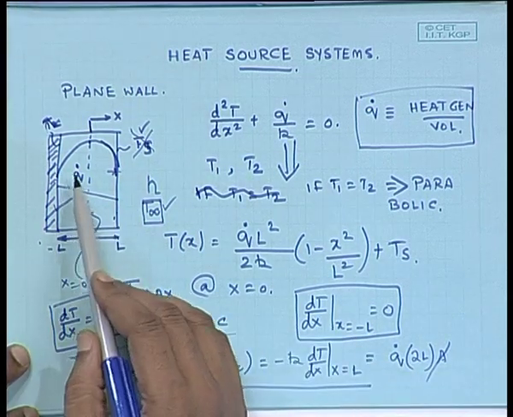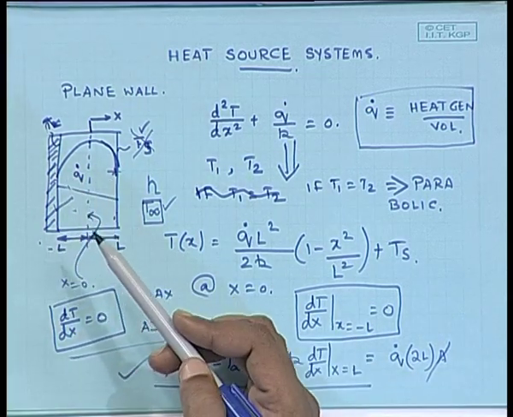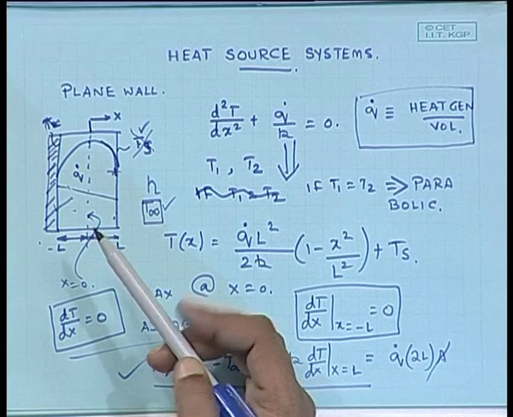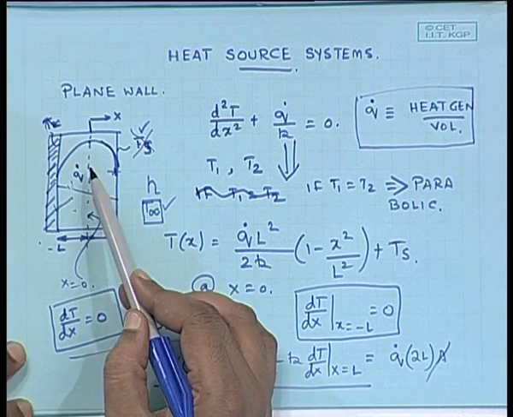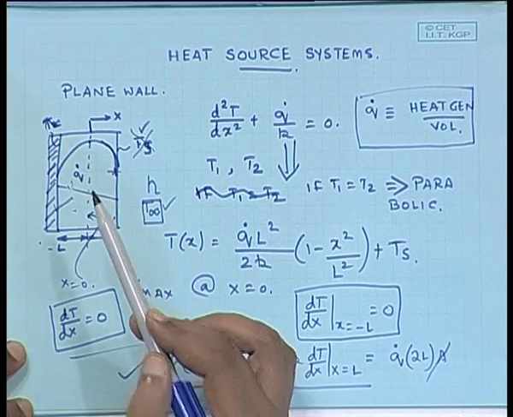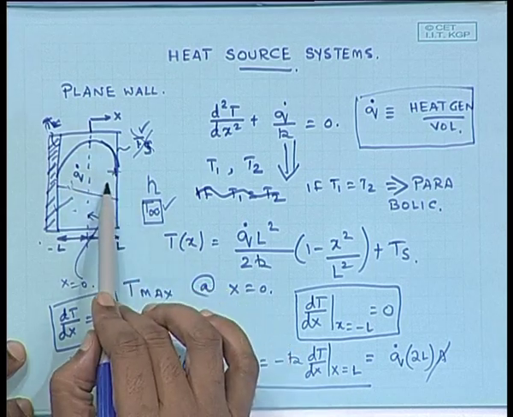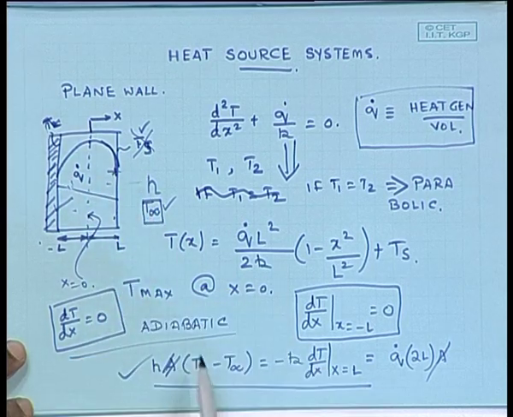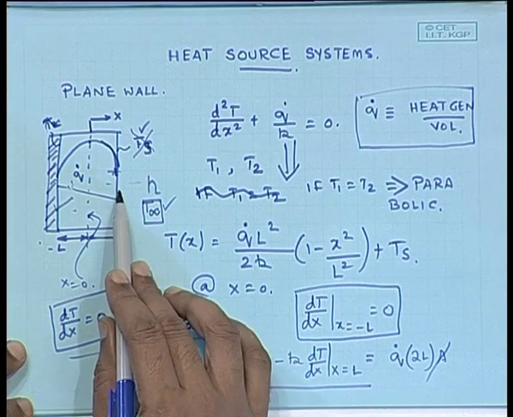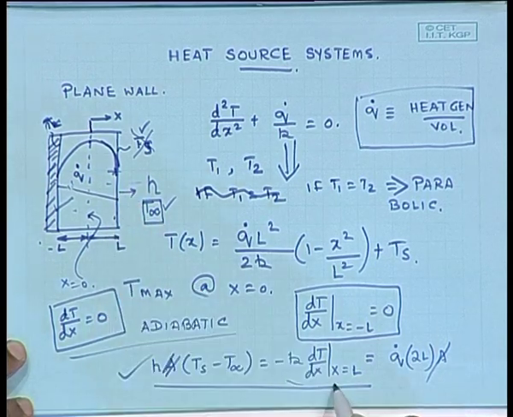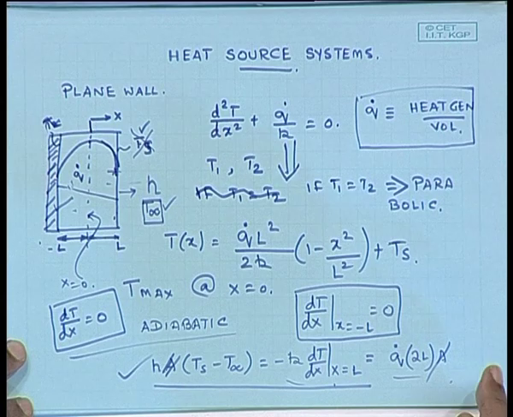So, it's a statement of our understanding of the problem, that whatever heat that is generated inside the wall, inside the plane wall, has to be convected out. So, the amount of heat that gets convected out must be equal to the conductive heat, must be equal to the generated heat.